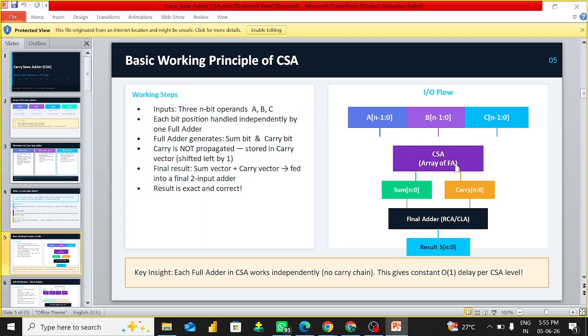So what happens if the carry is stored? It will completely remove the chain, right? Like it never goes to FA1, FA2, like that. It will never travel, right? So it's removing the chain.